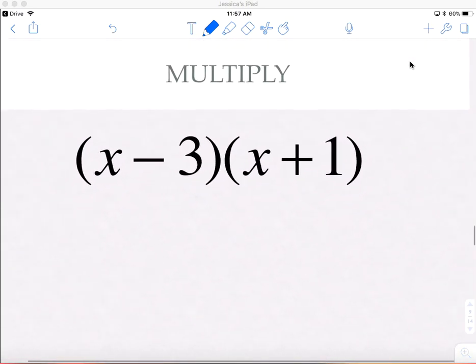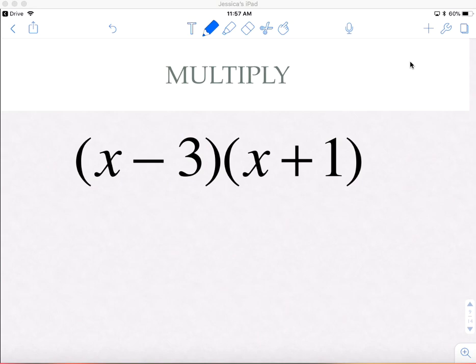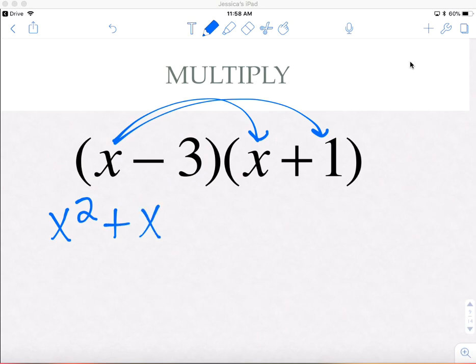On my next example, I have x minus 3 times x plus 1. So I'm still doing FOIL here. X times x is x squared, and x times 1 is 1x. You can write that as 1x or just x. So I distributed my x to both terms.